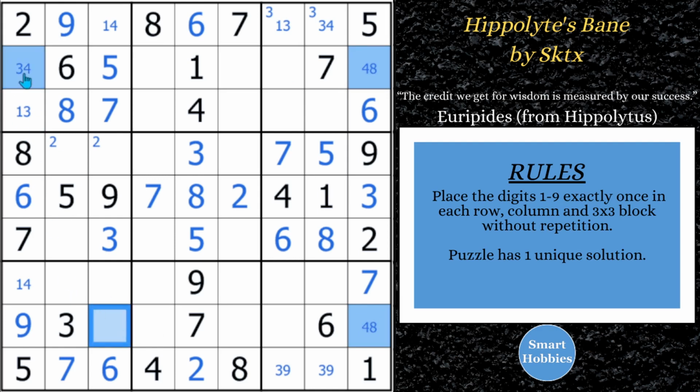Since the 4 has to be in one of those spots, you can eliminate a 4 from any cell that sees both of them. So we can eliminate the 4 from right there, and we can eliminate the 4 from right there.